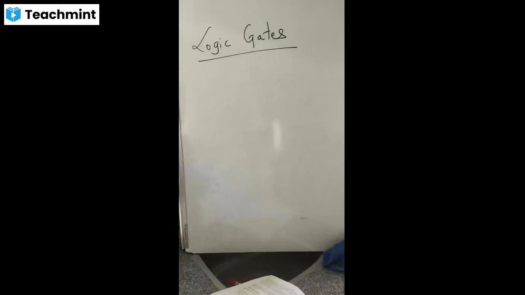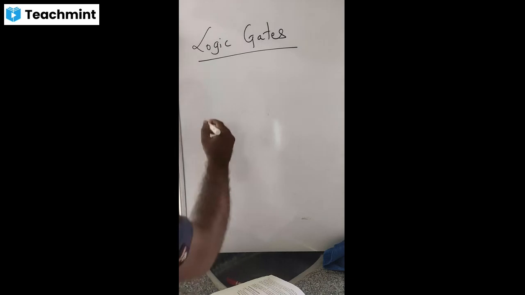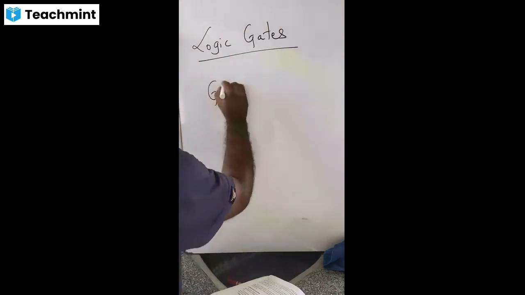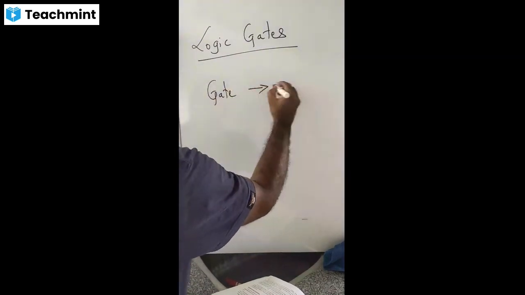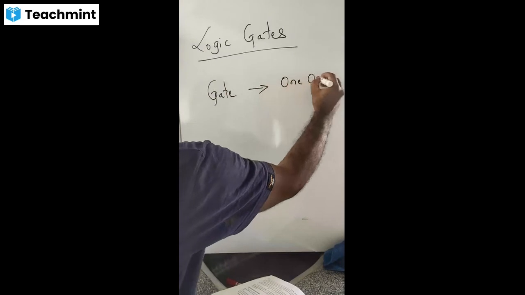Logic gates, as the name suggests, a logic gate is a circuit. It is a circuit that produces one output. So listen carefully: a logic gate is one kind of electronic circuit which produces only one output.